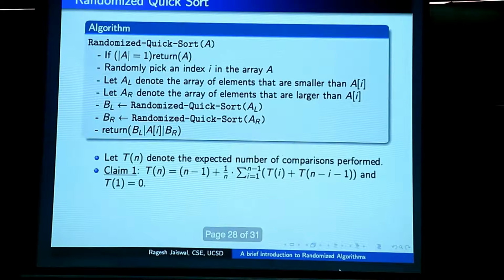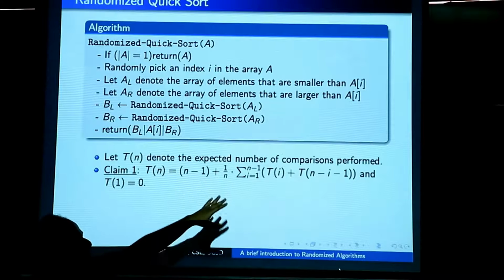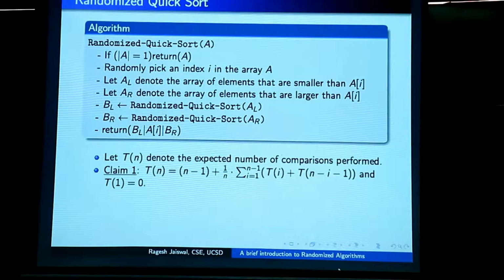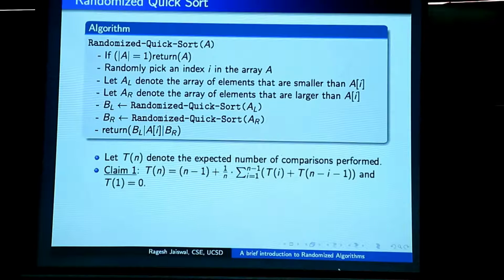Okay, so let's analyze the running time of this algorithm. Let T(n) denote the expected number of comparisons that is performed. Let's just count the number of comparisons, because that basically dominates the running time of this algorithm. There are a few nuts and bolts here and there, but they don't dominate the running time. The running time is dominated by the number of comparisons, so it is sufficient to just count them. T(n) denotes the expected number of comparisons performed by the algorithm.